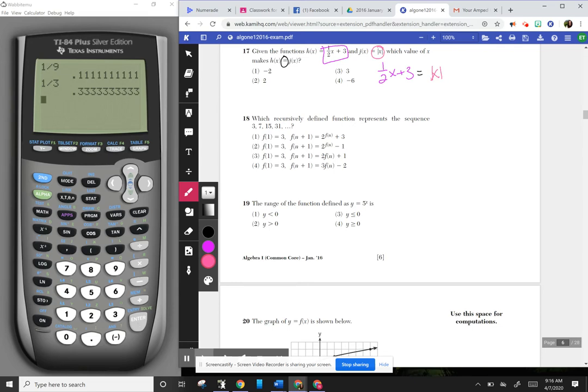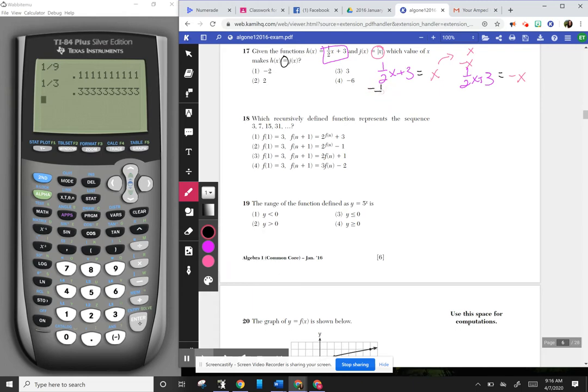Okay, and when we have the absolute value of x, basically this can be split into x and negative x. Because the absolute value of x is x, and the absolute value of negative x is also x. I'm going to just get rid of the absolute value bars and then write this again. 1/2 x plus 3 equals negative x. And now you just solve each for x.